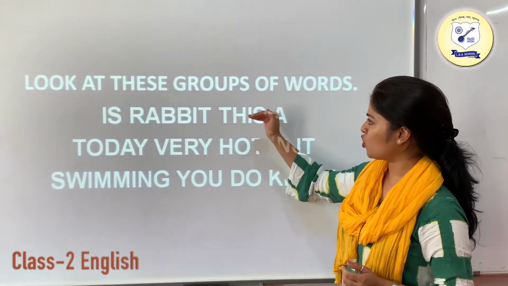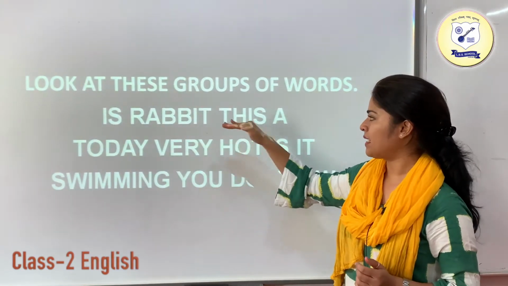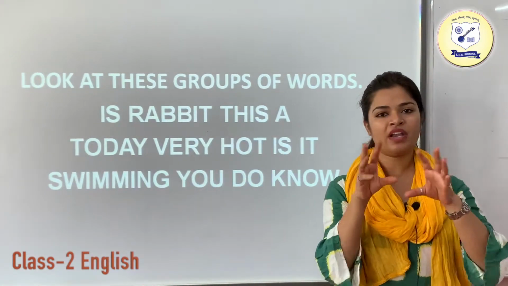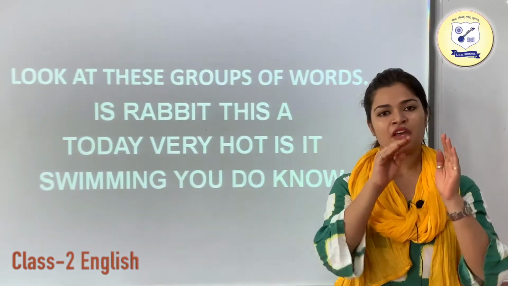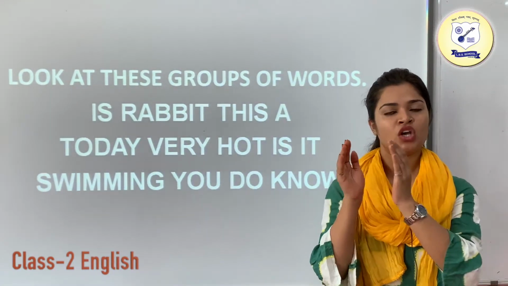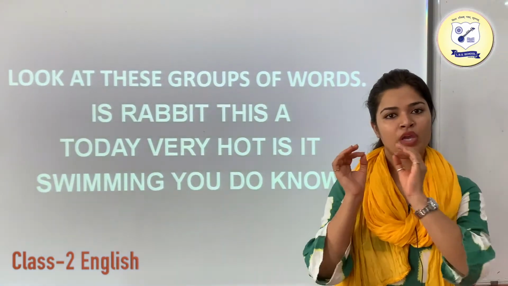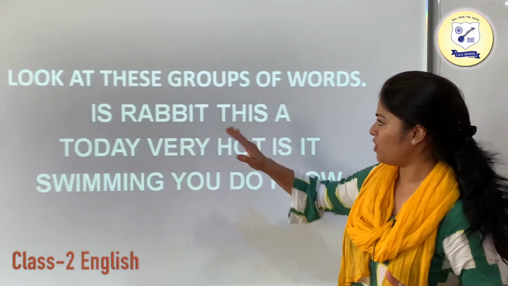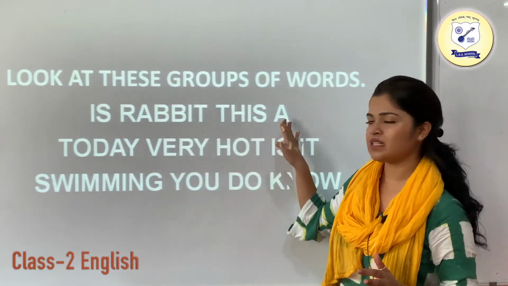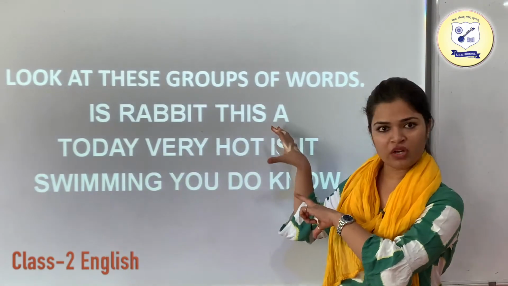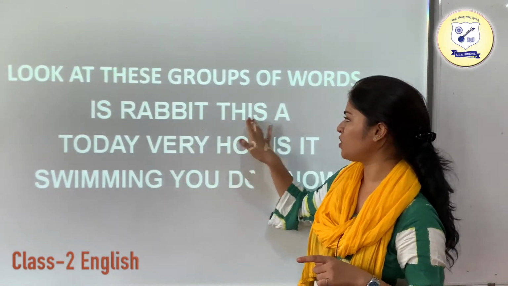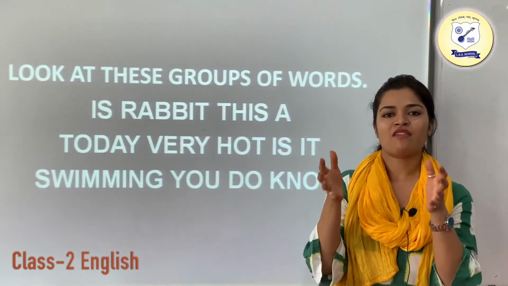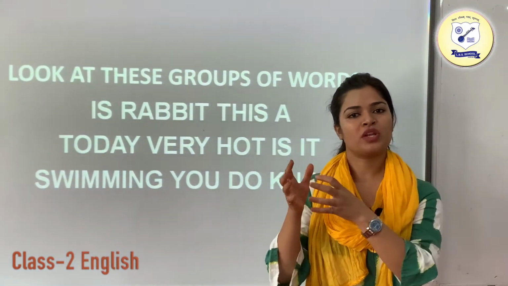Now look at these groups of words. Is rabbit this a? Earlier we were just having a few alphabets. We have arranged those alphabets to form a word. Now we are going to have a few words and we will arrange them. Like you can see, is rabbit this a? This is your group of words. This is your first word, second word, third word and fourth word. If you are having more than one word, then that is known as a group of words.